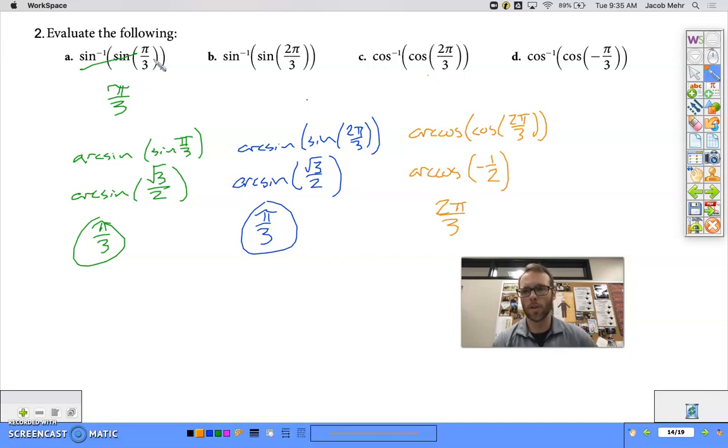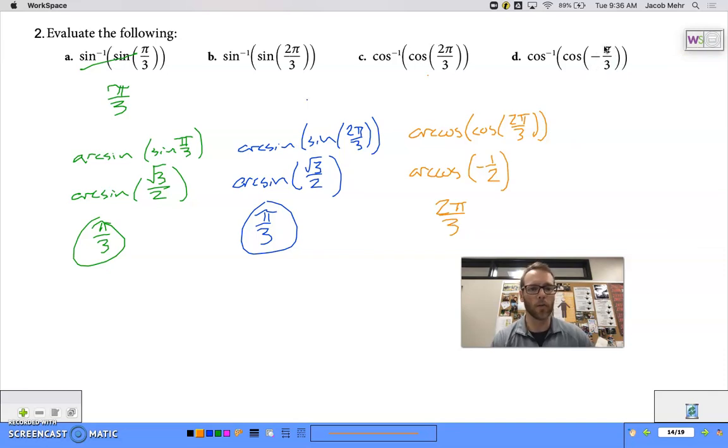And why? Well, just like here, I said that if we're taking the arc sine of the sine, the angle has to be from negative pi over 2 to pi over 2 because that's the range of arc sine. This one is within the range of arc cosine, which is from 0 to pi. So we got back to where we started. Now, if we look at this one, is negative pi over 3 in the range of arc cosine, 0 to pi? No, it's not. So we're going to expect a different answer. We're going to take the arc cosine of the cosine of negative pi over 3.